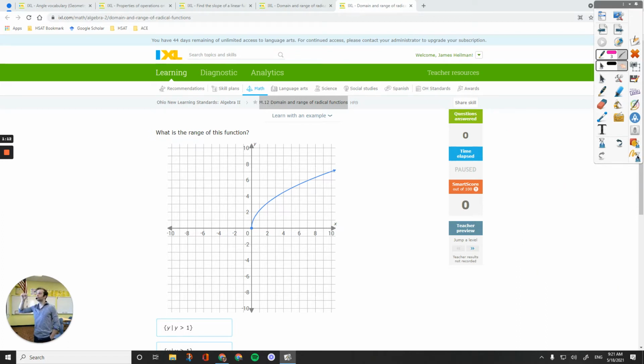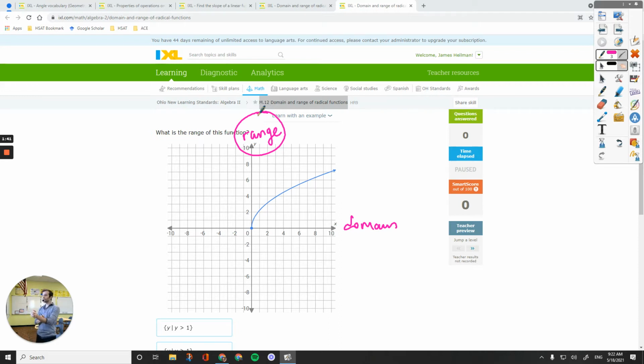What is the range of this function? So we need to know what domain and range is. Domain is the x values, as you may know, and then range is the y values. So the vertical movement tells you what you have for the range of your function. Looking at the graph we have, we only need to focus on the blue curve. If it has an endpoint or a starting point, those are going to tell me the vertical movement.